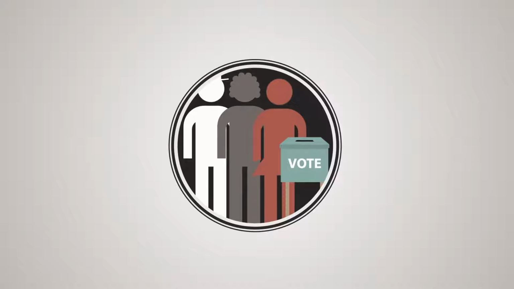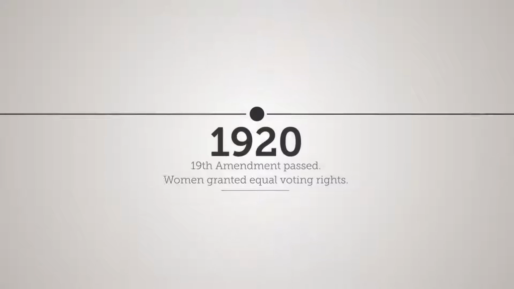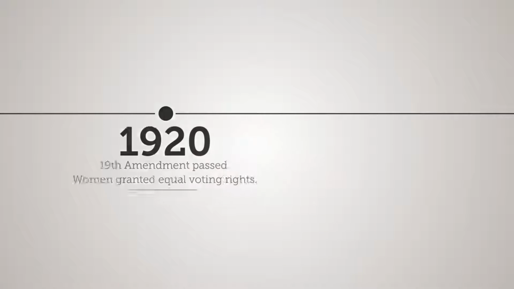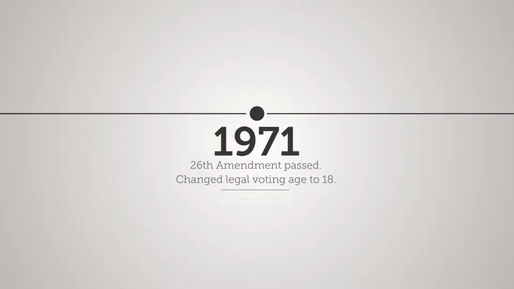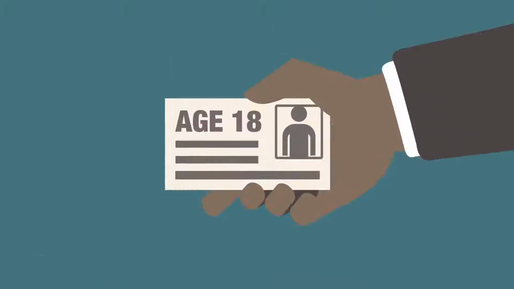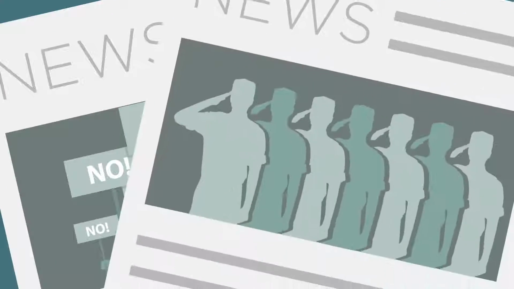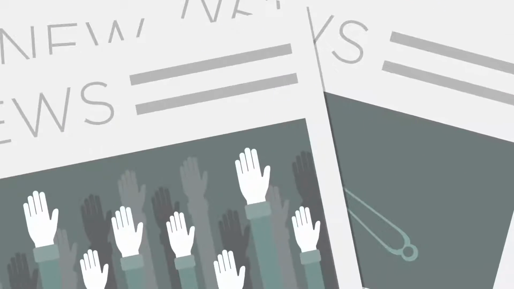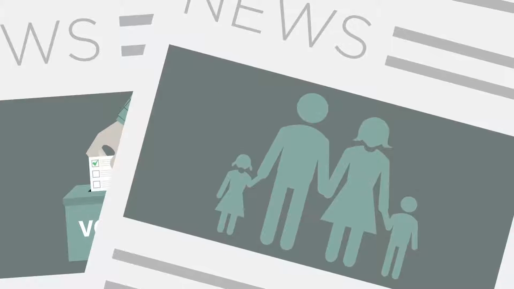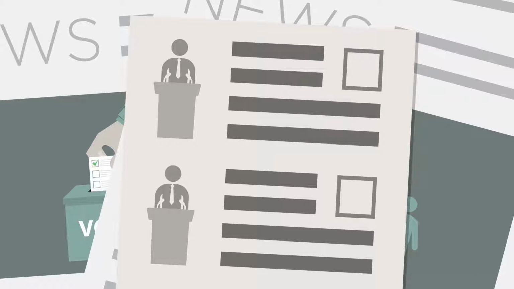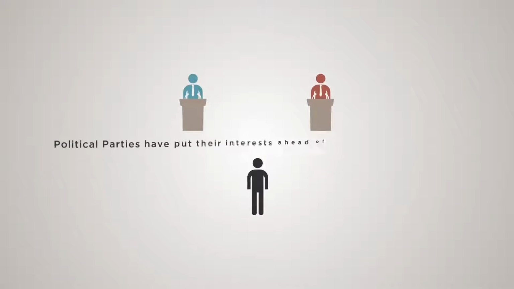Another 50 years passed before women were granted equal voting rights, and it was not until 1971 that the age to vote was lowered from 21 to 18. Americans have fought wars and marched in the streets to preserve and protect the rights of its citizens, and nothing is more precious than the right to vote. But over the years, political parties have worked to put their interests ahead of a citizen's right to vote.